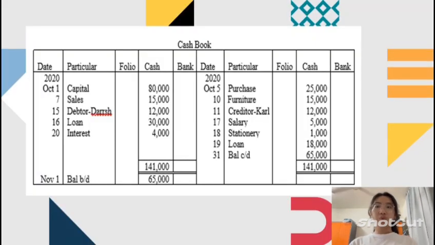Cash book. In the cash book, we get the balance, and the balance is 141,000, and the balance carried down is 65,000, and the balance carried down will be carried down to the next month. Next, the debit side of the cash book. We have capital, sales, debtor, loans, and interest. In the debit side of the cash book, the company will receive the cash, and the credit side of the cash book, we have purchased furniture, creditor, salary, stationery, and loan. In the credit side of the cash book, the company will cash out in the month.